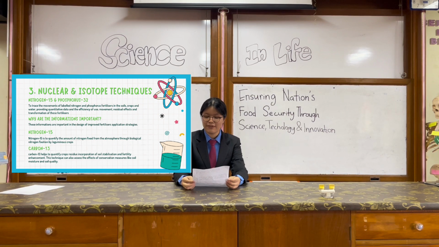Nitrogen-15 is used to quantify the amount of nitrogen fixed from the atmosphere through biological nitrogen fixation by leguminous crops, while carbon-13 helps to quantify crop residue incorporation for soil stabilization and fertility enhancement. This technique can also assess the effects of conservation measures like soil moisture and soil quality.